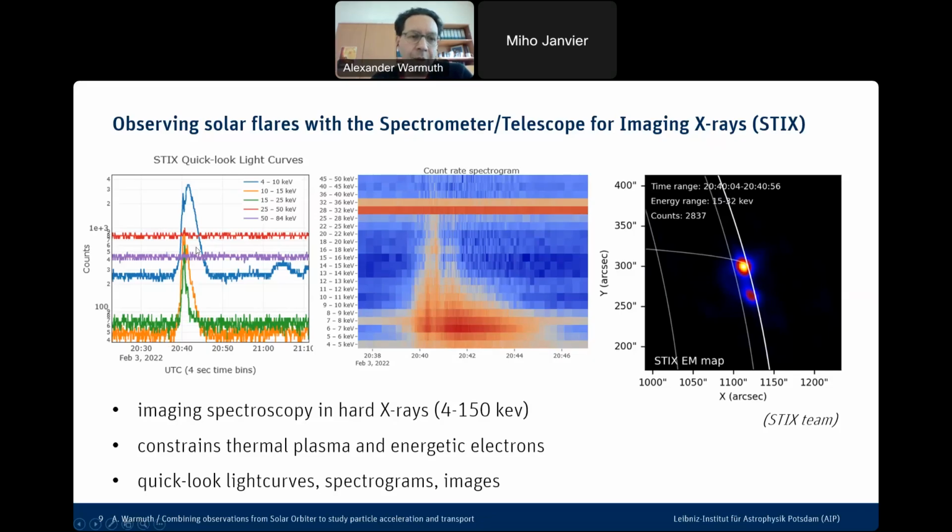From STIX, we get quick look light curves, and this we use to associate the events. We also get the spectrograms, which we then can later fit to get more quantitative information on the energetic electrons. And we can also reconstruct X-ray images. So we see where actually the sources are. So in this case, we see 2 foot points. These are the regions where non-thermal electrons rain down into the deeper atmosphere and generate X-rays.